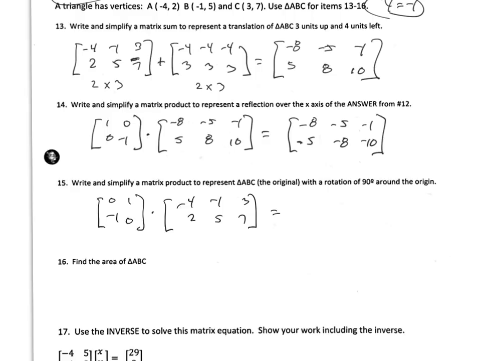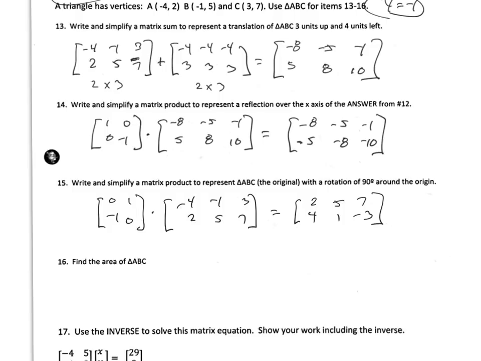And if you can make sense out of it, great. If you need to put it in the calculator and multiply, of course, you'll be able to do that. So the points are (2, 4), (5, 1), and (7, -3). Area of triangle ABC. So we're going back to the original.